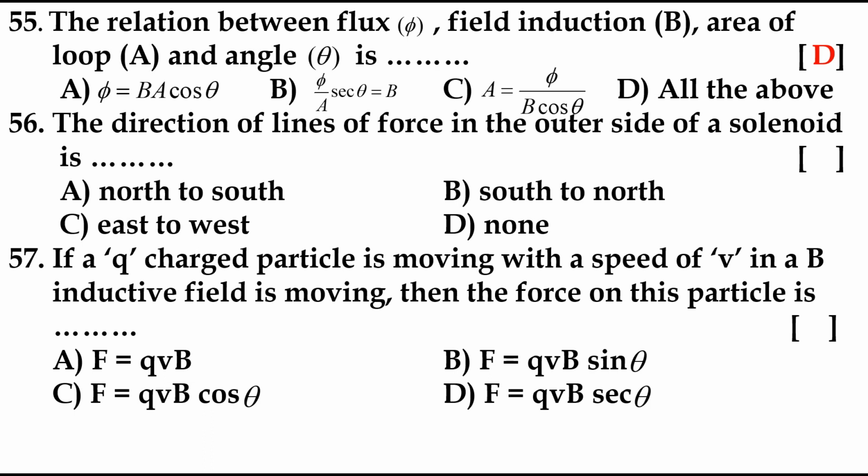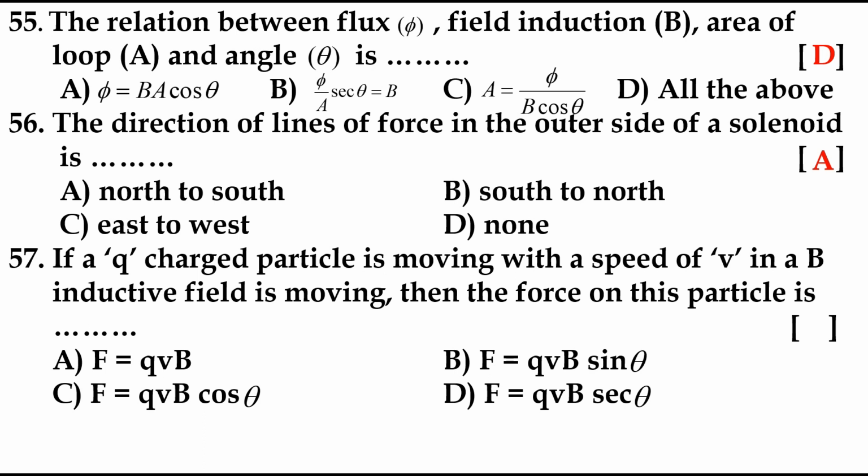56. The direction of lines of force on the outer side of the solenoid is A. North to south. B. South to north. C. East to west. D. None. Answer is option A. North to south.